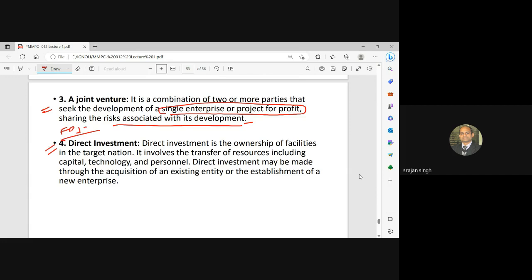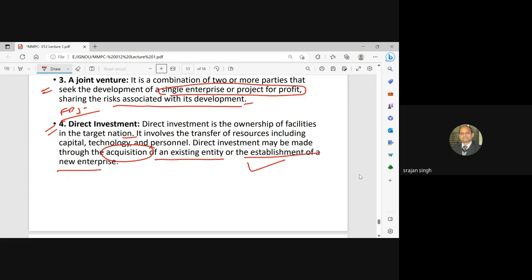Next, direct investment, like FDI. Direct investment is the ownership of facilities in the target nation. If you are investing directly, it is your money, your capital, so you are the only owner of those facilities. Direct investment may be made through acquisition of an existing entity or establishment of a new enterprise. Either you set up a new enterprise, or you acquire an existing business. By these two methods, direct investments can be made.